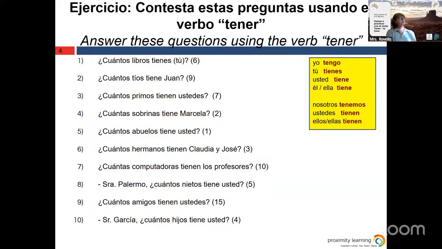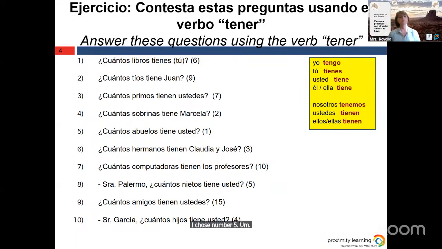Okay. Give me an emoji if you think you have a response that you're ready to share. Okay, Kimura, tell us what number you chose first of all, so we can follow along. I chose number 5. Número 5, okay.